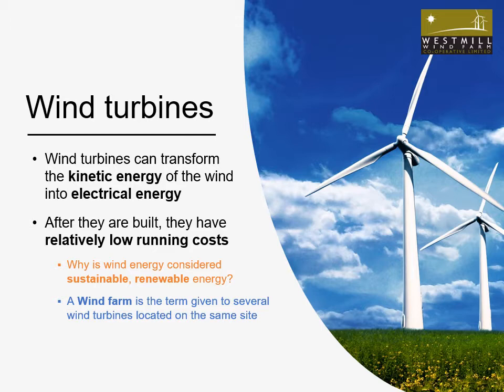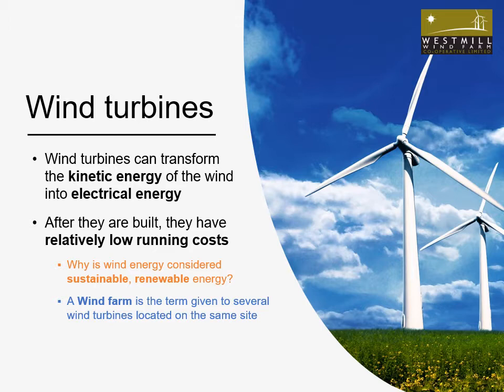Well, what we do is we use something called the prevailing wind. And this is the wind direction that's most usual, most common in a particular place. For example, the wind turbines at Westmill run east to west, and this is to make the most of the kinetic energy from prevailing southwest winds.